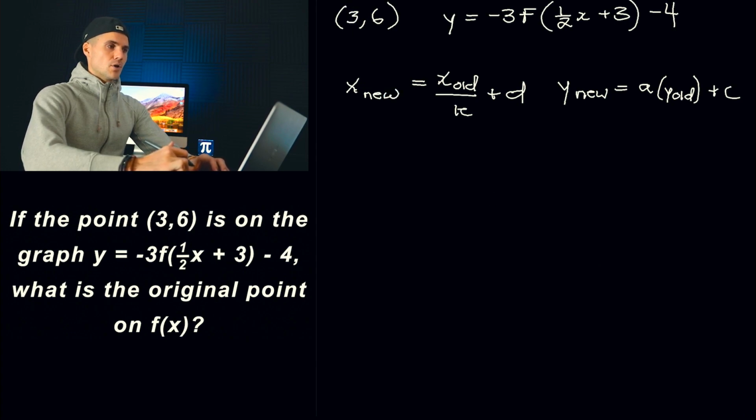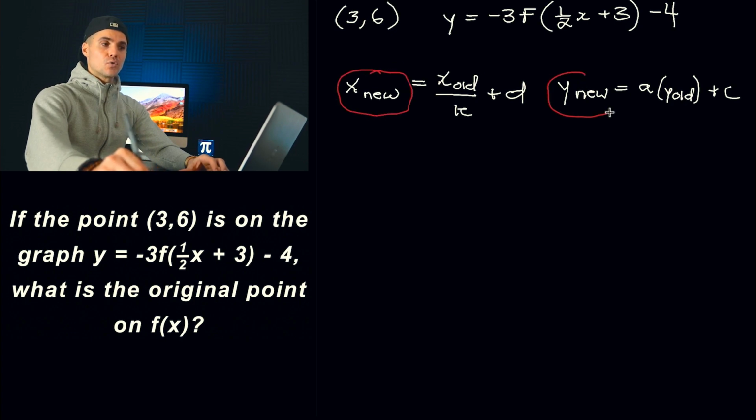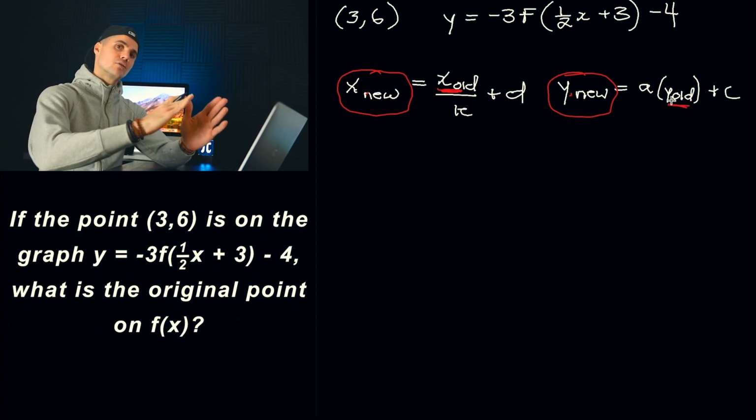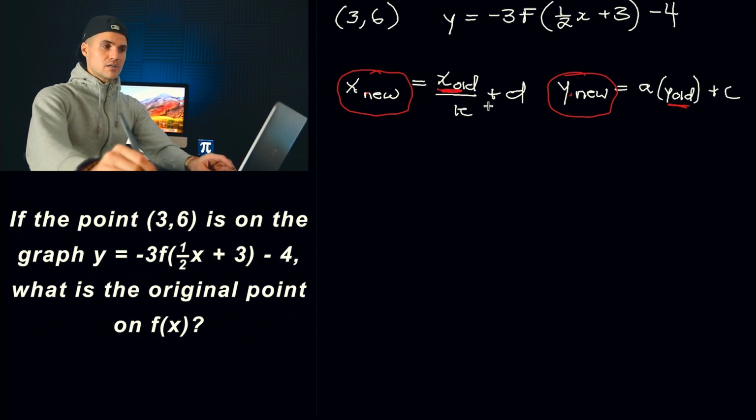And so notice what's going to happen is we're going to be plugging in, because we know that this (3, 6), as we mentioned, is on the transformed function. So that's going to be the new x value and the new y value. So we're going to be plugging in 3 here, and we're going to be plugging in 6 here, and we're going to be solving for the original x and y value, the old x and y value that was on the parent function. So again, we're going backwards. Usually we're plugging in for this and solving for this, but now we're going to be plugging in for this and solving for the old x value and the old y value. All right, so we're going to be using these formulas here.